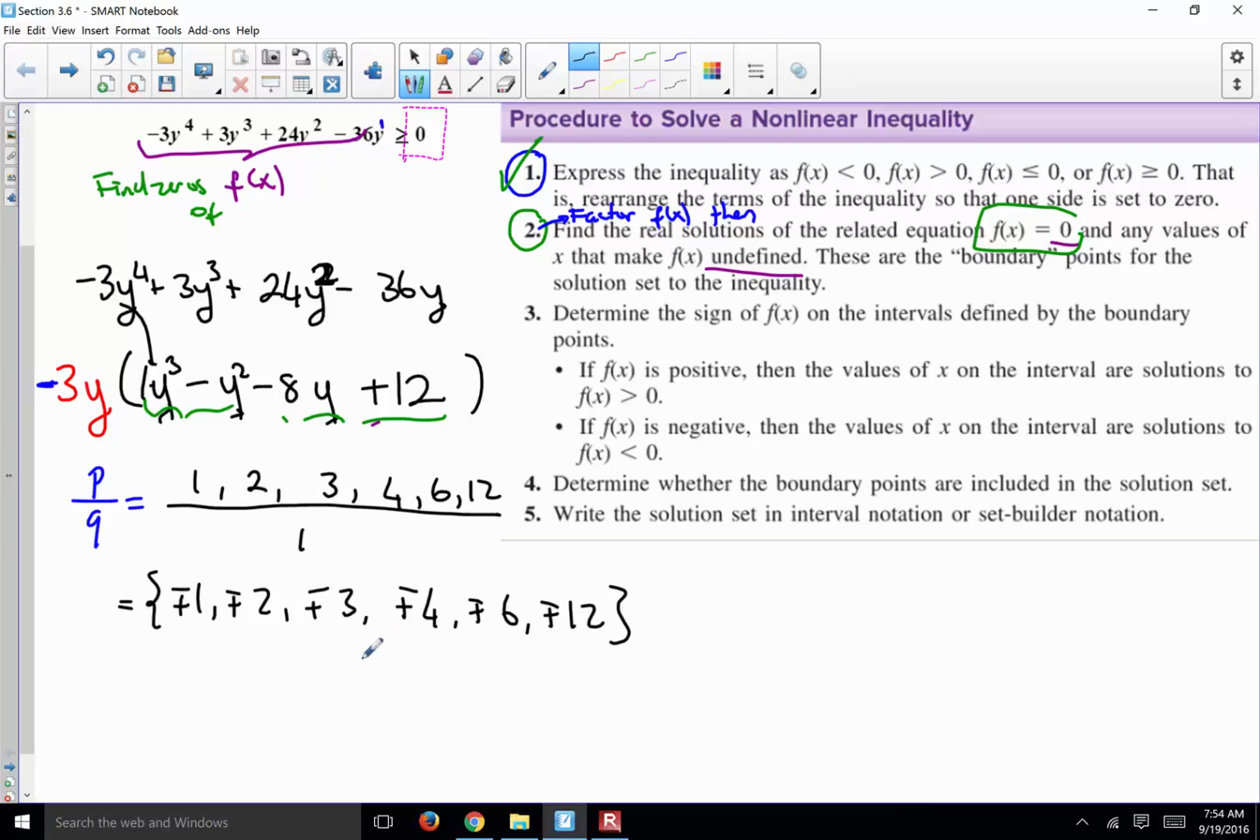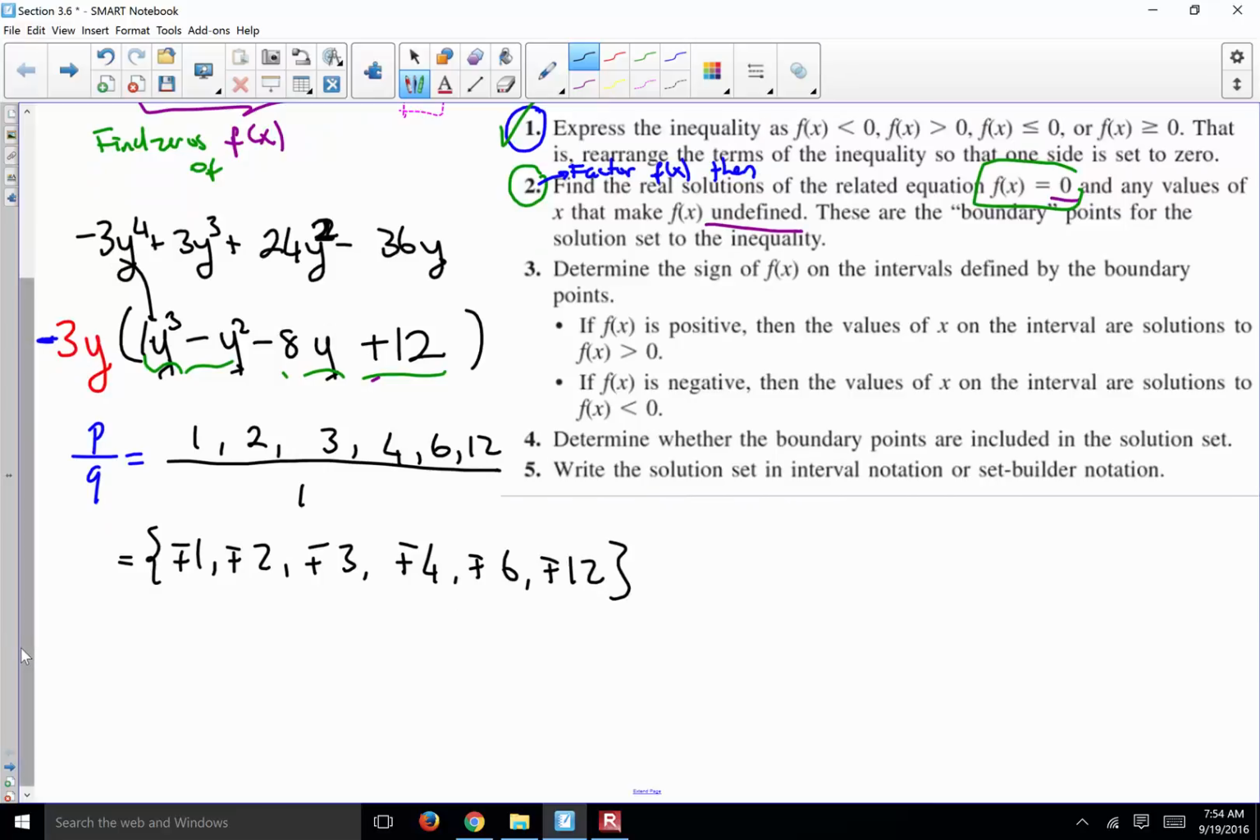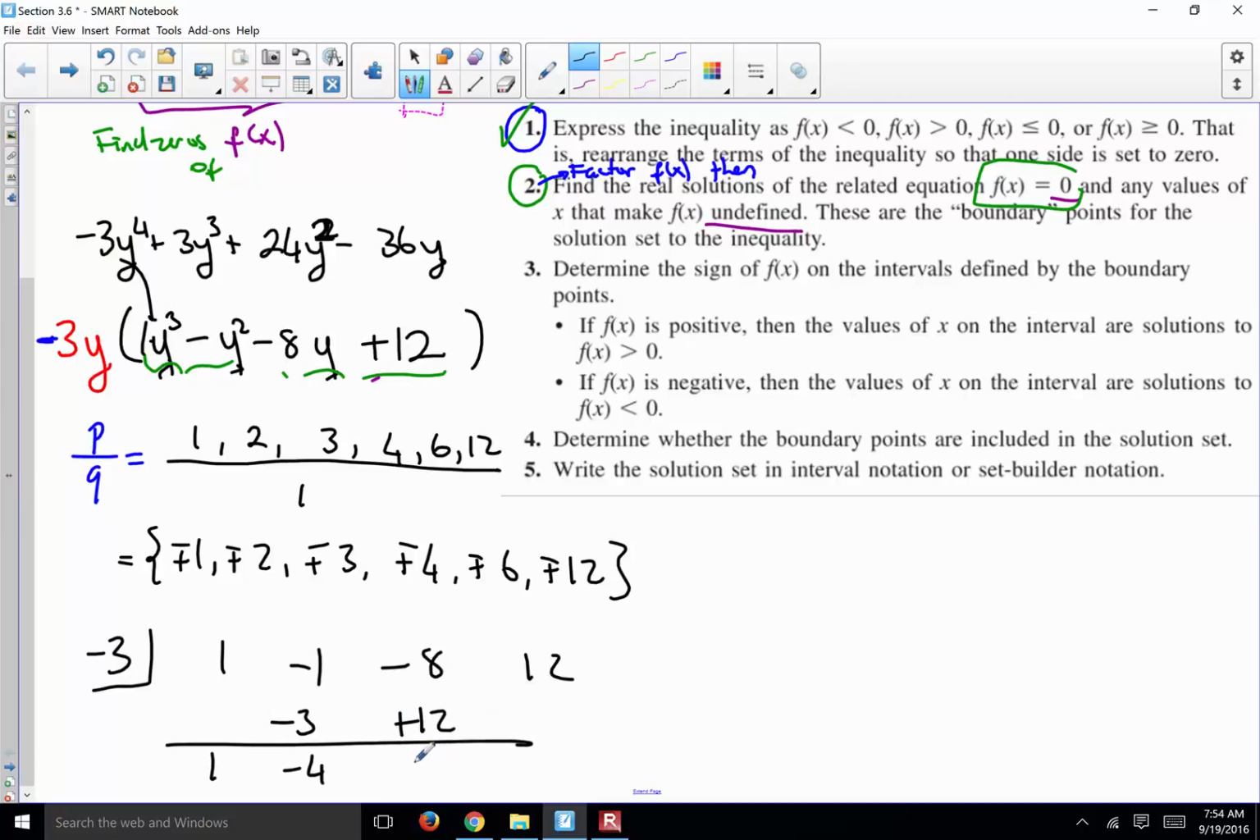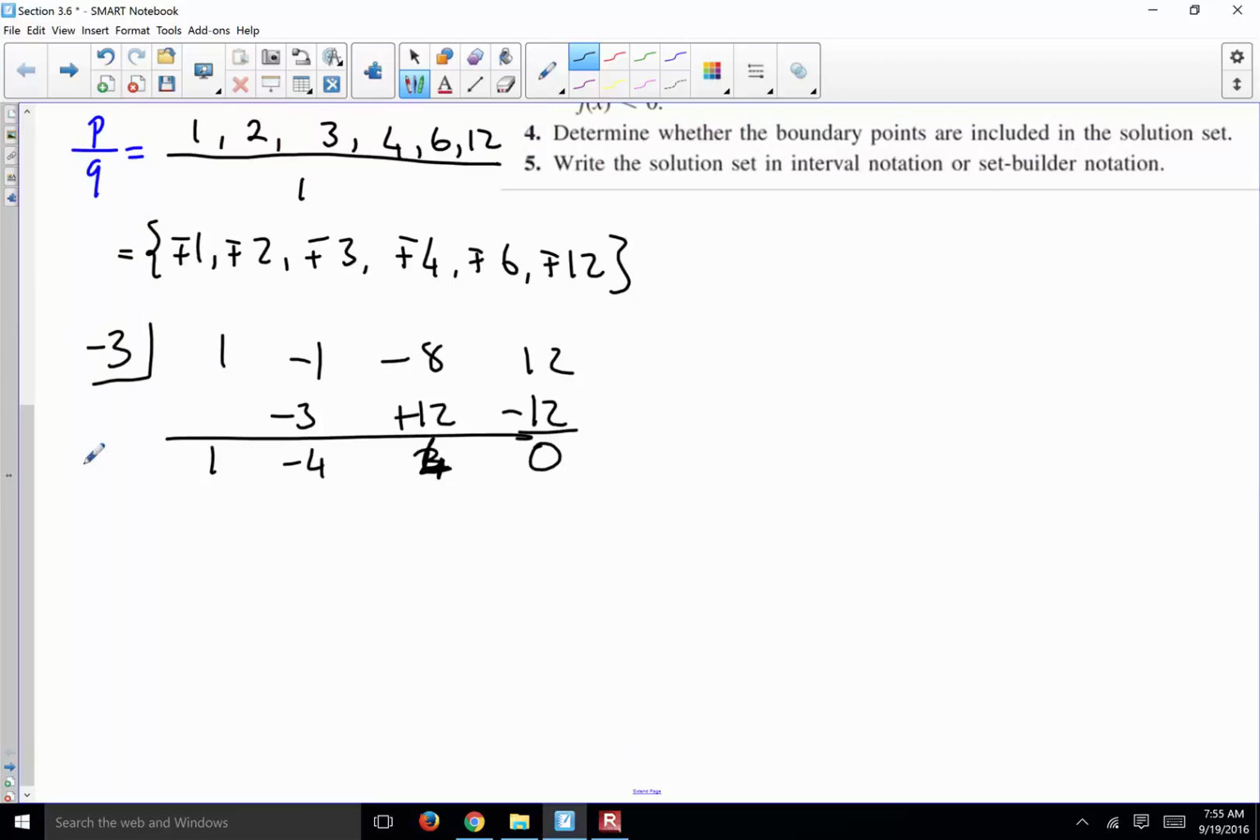Do you guys know any? So we can kind of cheat. I don't want to test everything, 1, 2, 3, by synthetic division. I have a feeling 3 maybe. So I'm going to test 3. I will take minus 3 here, 1, and I'll do synthetic division. Yep, I was right. I found the first zero.